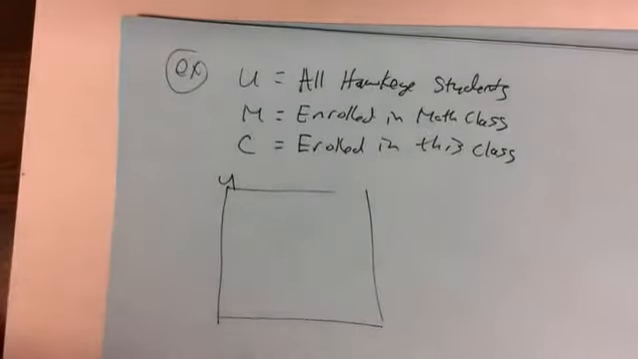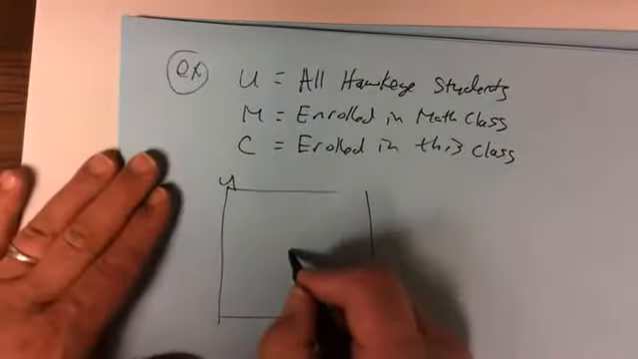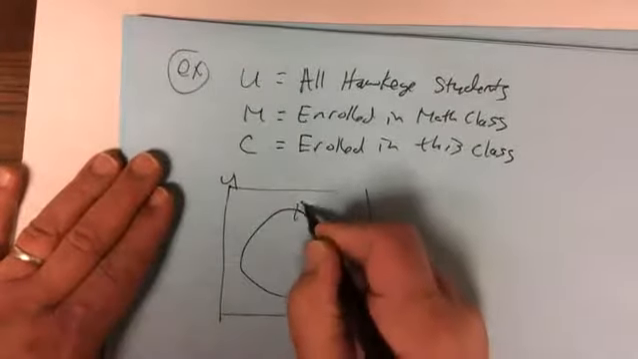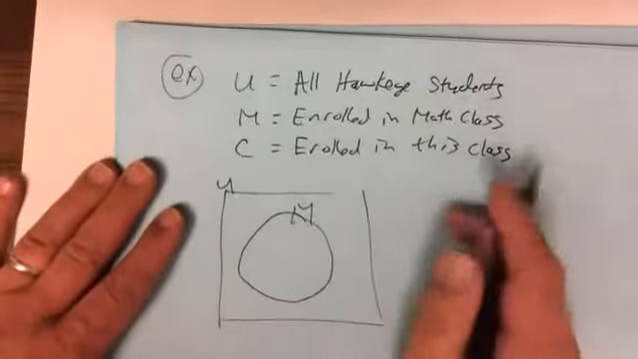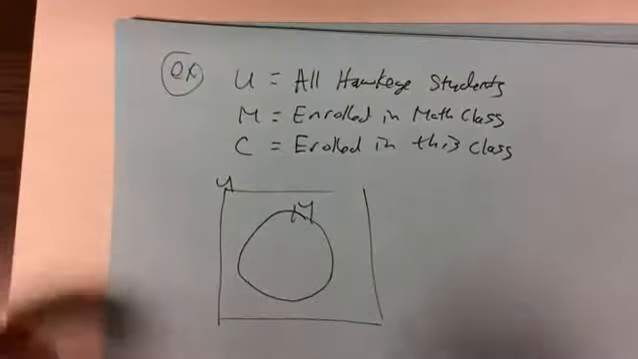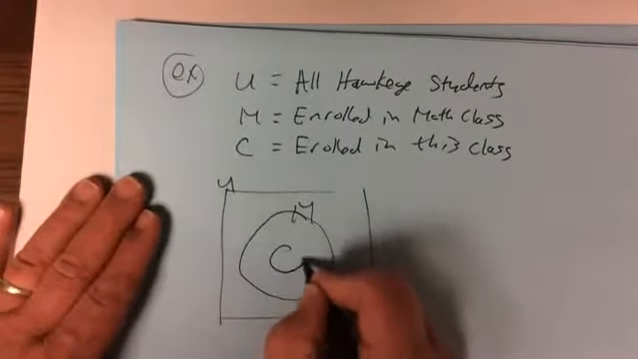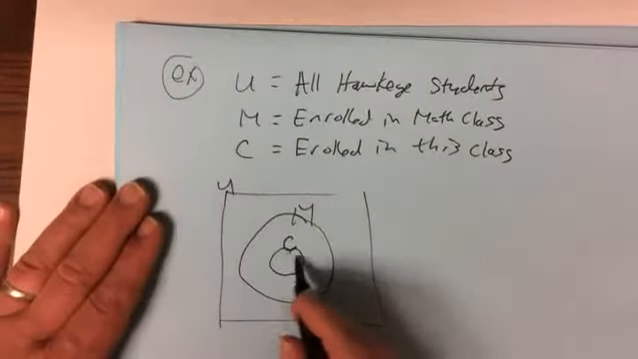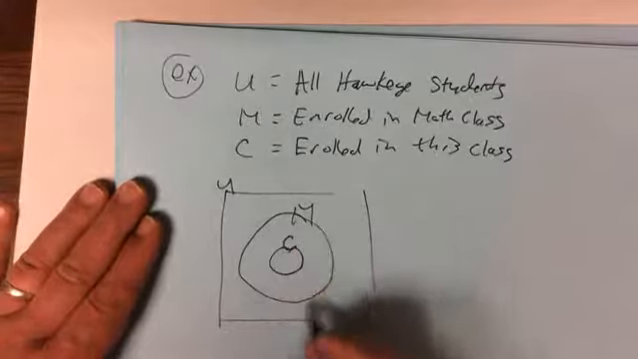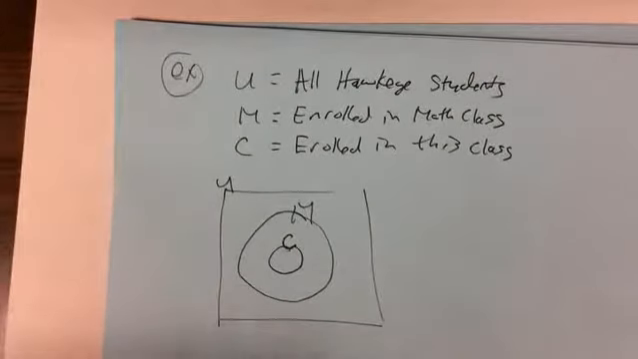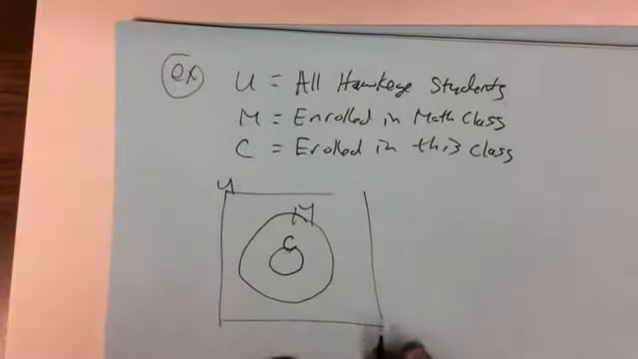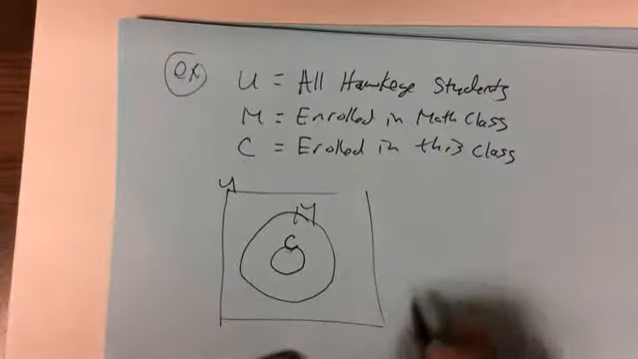Okay, so let's see if you got this correct. So you'd have the set of all Hawkeye students here enrolled in a math class. Now notice if you're enrolled in this class, this is a math class. So you would have to be inside here, and that would be C. So C is a smaller subset of this bigger set, M. And that is the relationship that we're going to be looking at here. It's called the subset relationship.